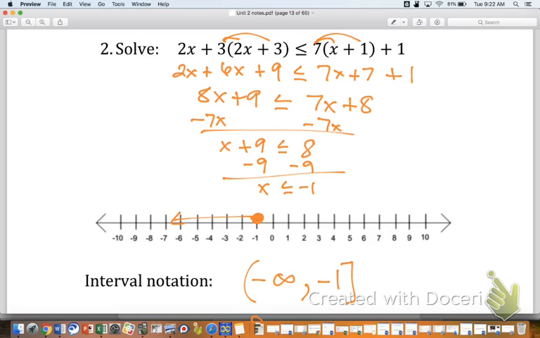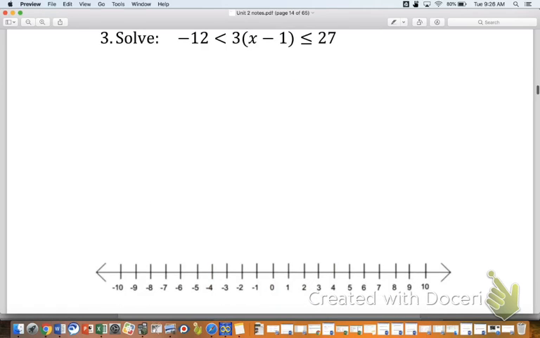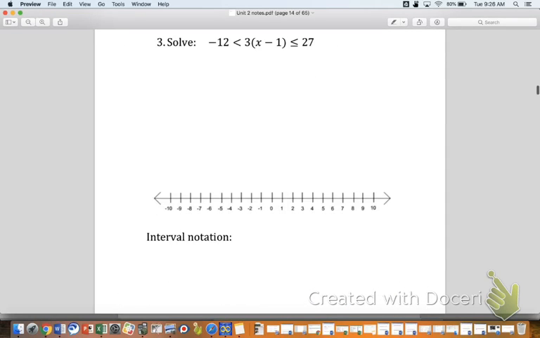All right, so here's my final example to show you today. It is right here, and this is what we call a compound inequality. So this is 2 statements in one. Notice how there's 2 inequality symbols, right? On the left side, there's a less than, and on the right side, there is a less than or equal to 27. This is 2 statements in one. So this is a compound statement.